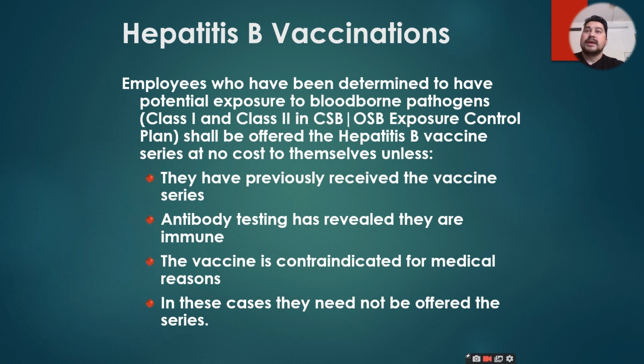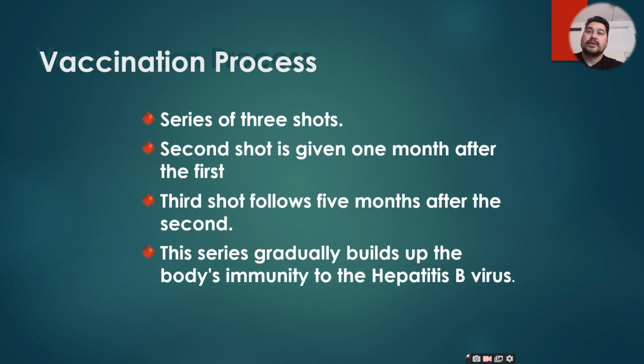Hepatitis B vaccination: employees who have been determined to have potential exposure to bloodborne pathogens, class 1 and class 2, under the exposure control plan, shall be offered the hepatitis B vaccine series at no cost to themselves, unless they have previously received the vaccine series, antibody testing has revealed they are immune, or the vaccine is contraindicated for medical reasons. In these cases, they need not be offered the series. So these are the hepatitis B vaccination requirements.